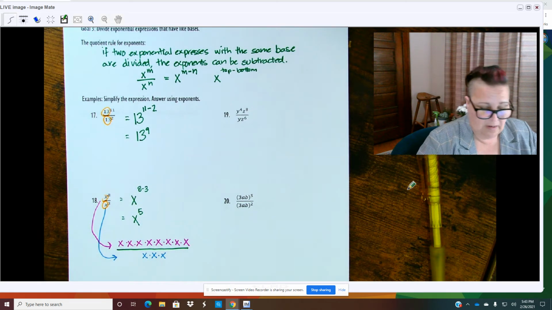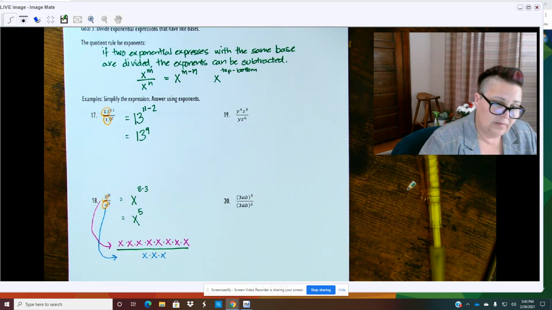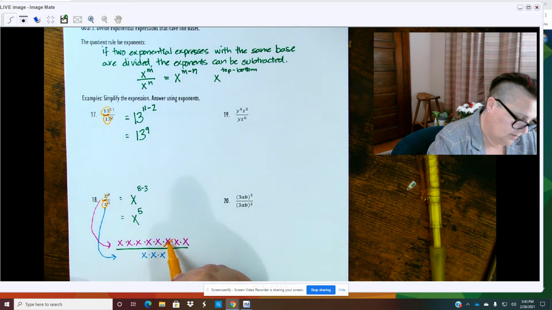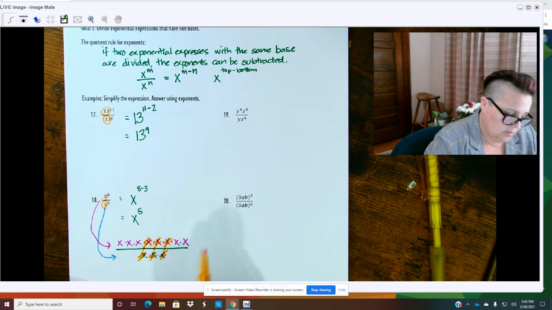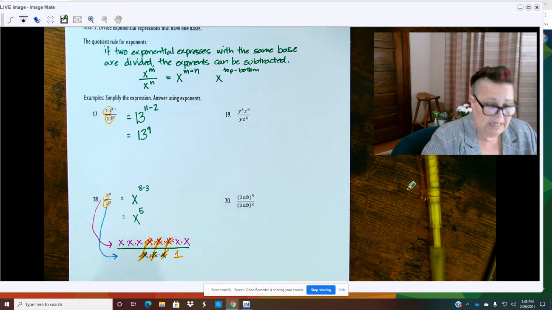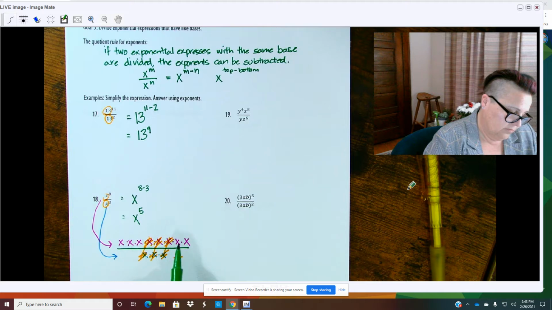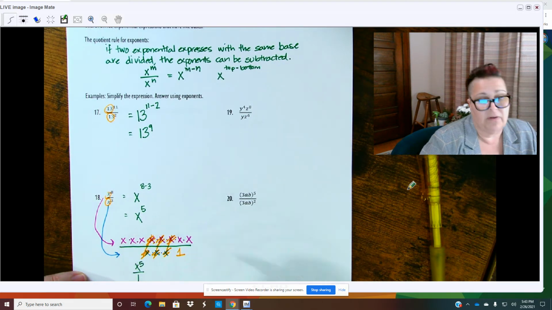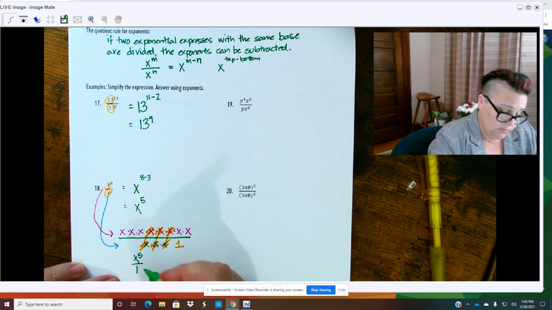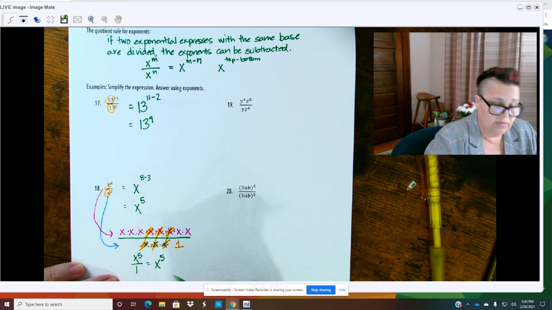And what happens here is that we can cancel. We can eliminate this x with this one, this x with this one, and this x with this one. These have all canceled as a 1, leaving me just a 1 in the denominator. And 1, 2, 3, 4, 5. So I would have x to the 5th over 1 if I wrote everything out, which would just be the same as x to the 5th.